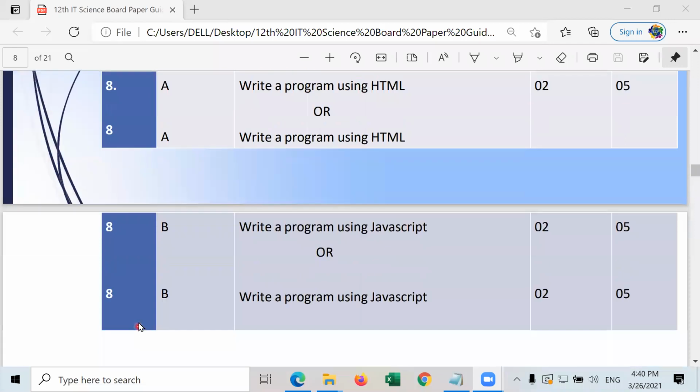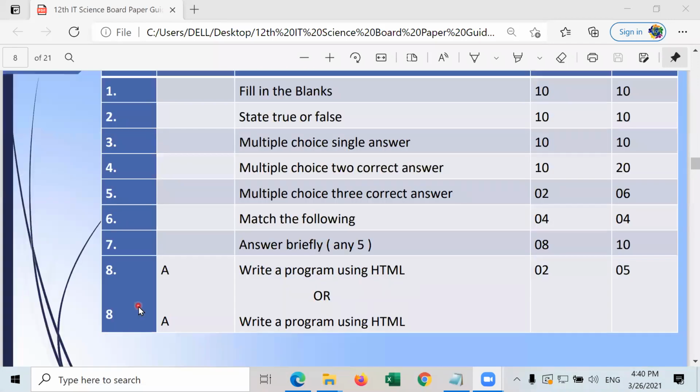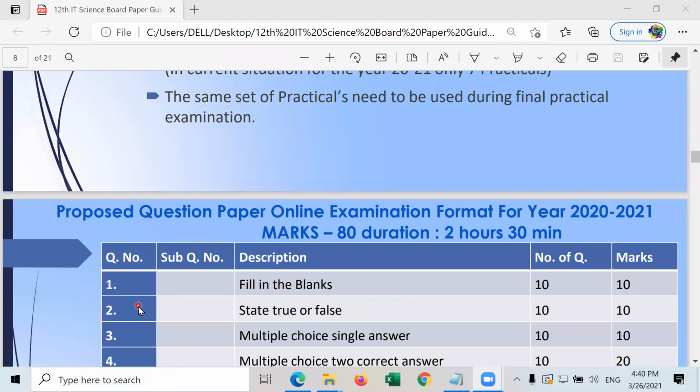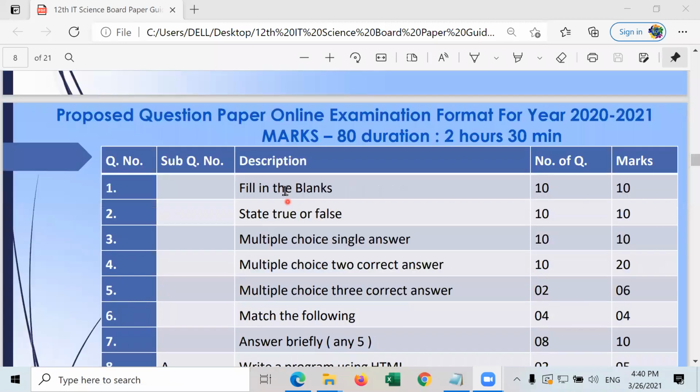Now, I would like to repeat this question paper pattern. Question number 1 is fill in the blanks. There will be 10 questions. Each question will carry 1 mark. So 10 into 1 is 10. Question number 2 is true or false. You have to state whether the given statement is true or false, and select true or false accordingly. Each question will carry 1 mark. 10 into 1 is 10.